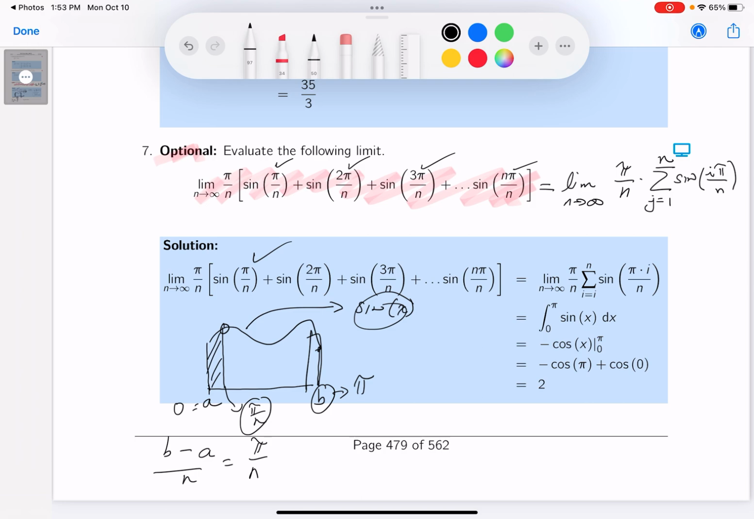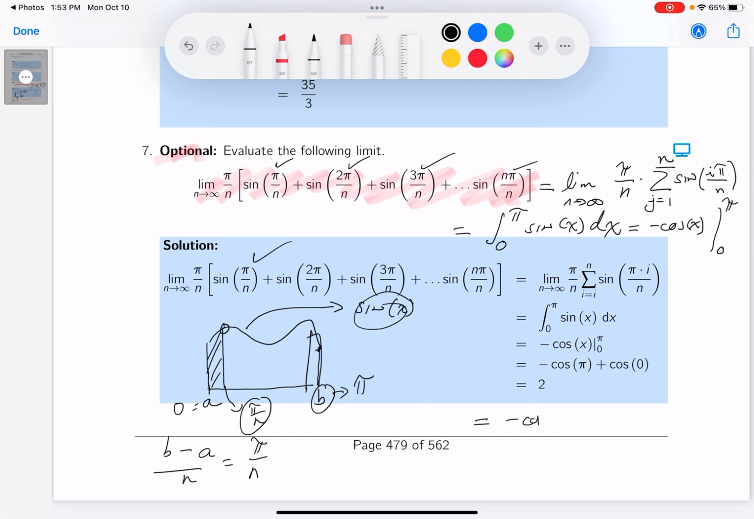So this is an integration now. What's the integration going to be? It's the integration from 0 to pi of sine x dx. Do I know that guy's antiderivative? I do. It's minus cosine x. Limits of integration go from 0 to pi. I'm kind of running out of room here, so let's put this down.